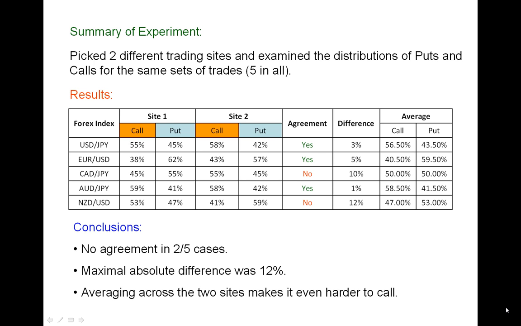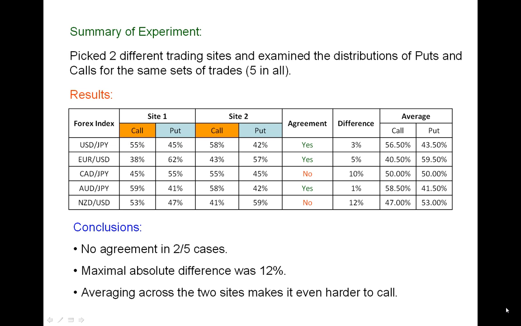Firstly, we should start off by saying that just looking at 5 different indices, that's not statistically significant, and we have to be very, very careful about what conclusions we draw. However, based on the data that we do have in front of us, we see that in 2 out of 5 cases, that's 40% of the time, we didn't have an agreement across sites. For all of the indices that we looked at, the maximum absolute difference was 12%. That means out of every 100 people, 12 people change their opinions from site to site.